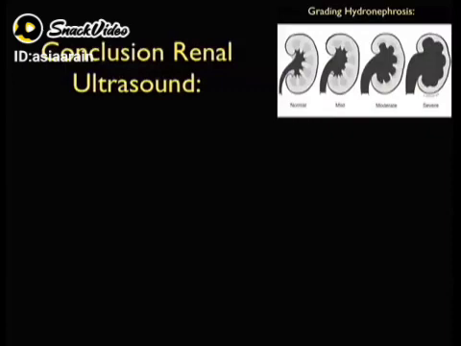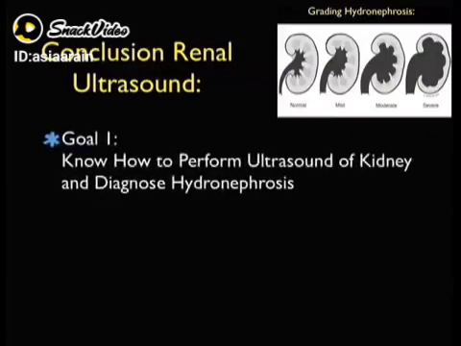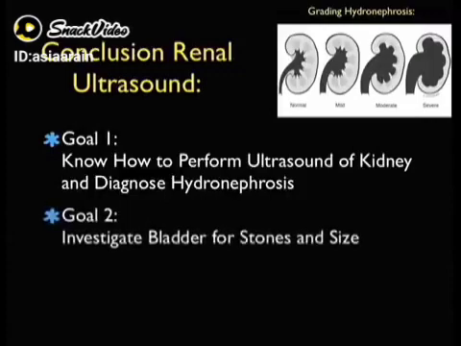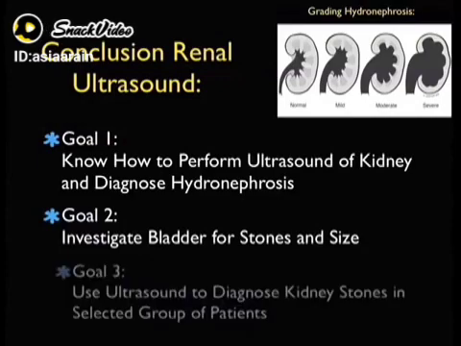In conclusion, thanks for joining me for the Soundbites module focusing on genitourinary ultrasound. Our goals: goal number 1, hopefully now you know how to perform ultrasound of the kidney and diagnose hydronephrosis from mild or grade 1 through moderate to severe or grade 3. Our second goal is to investigate the bladder closely, and we may be able to see stones that have migrated down to the UVJ on inspection of the bladder.